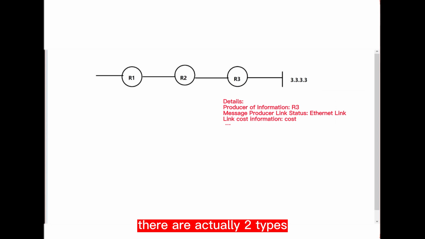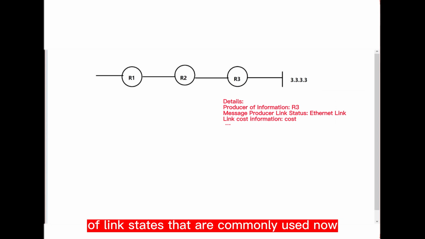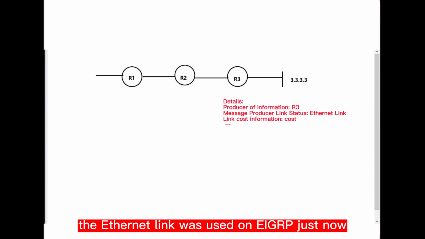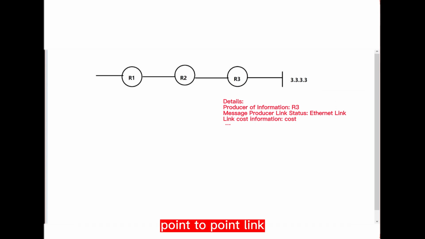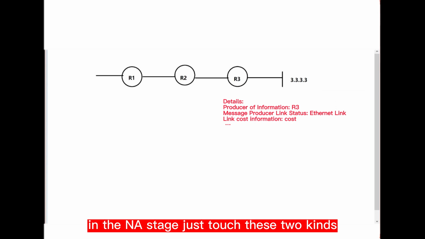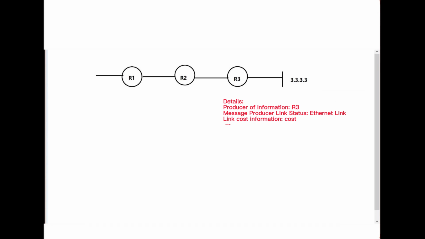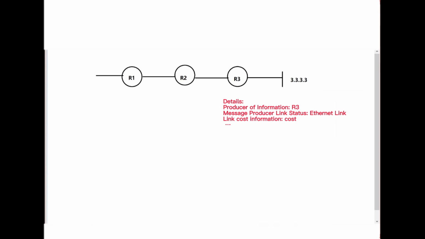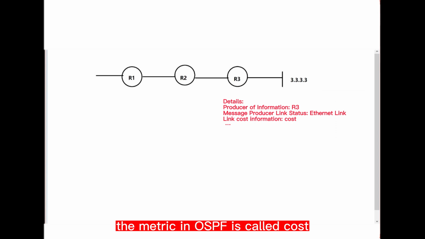There are actually 2 types of link states that are commonly used now. One is an Ethernet link, the other is a point-to-point link. The Ethernet link was used on EIGRP just now. There are 2 other types, which you will learn in the NP stage. In the NA stage, just touch these 2 kinds. Okay. There is also link overhead information. For example, the metric in OSPF is called cost.